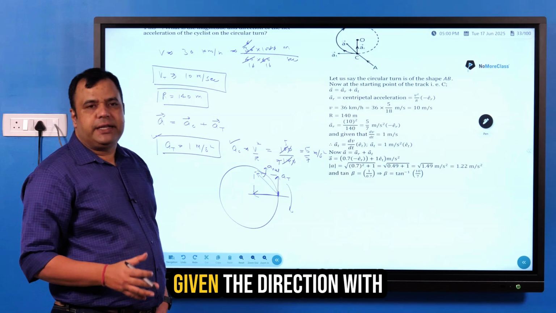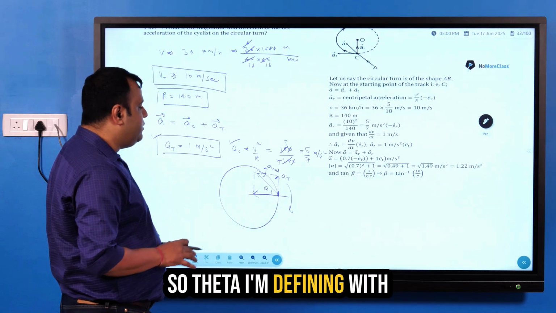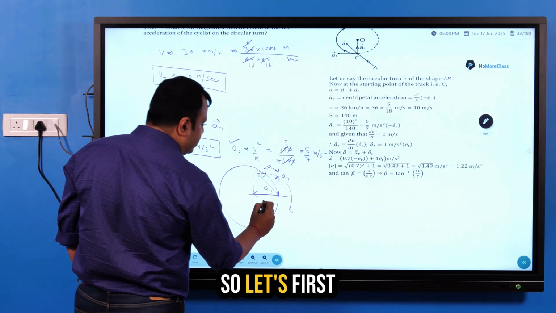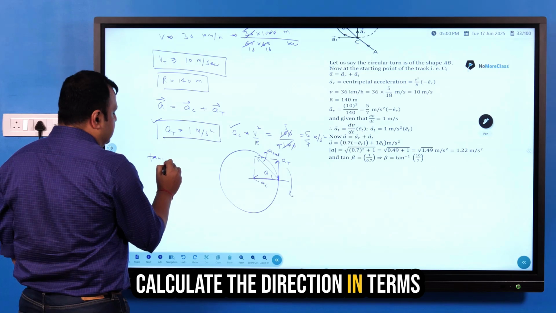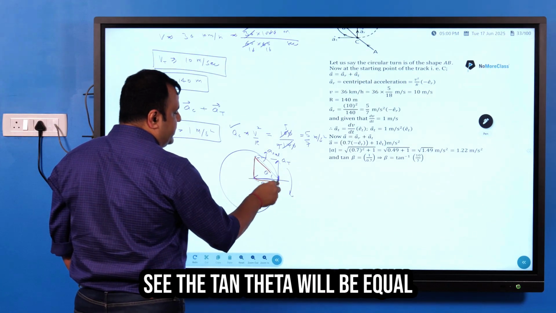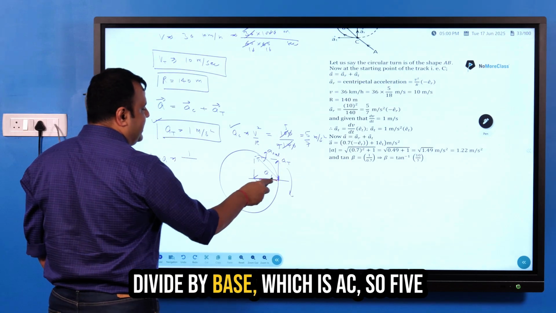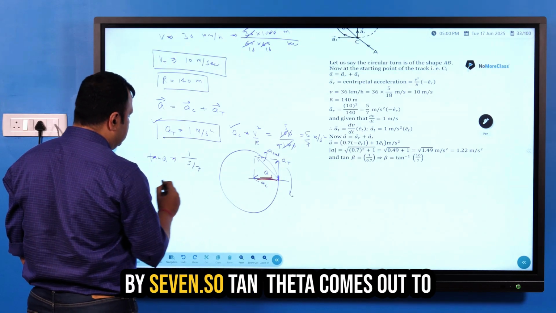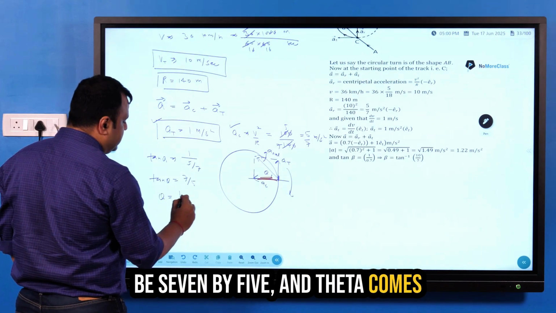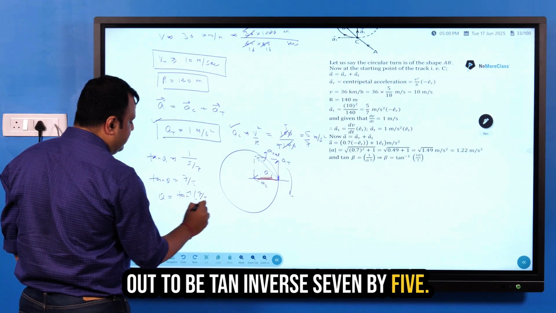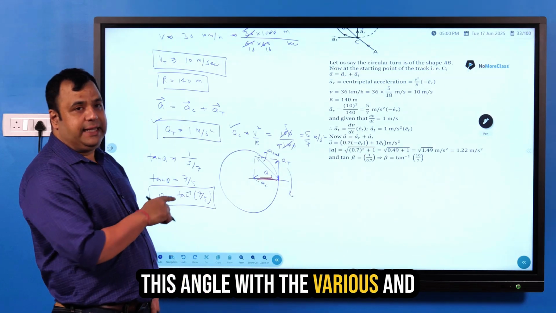By default, you should be giving the direction with respect to the normal. So this is the angle theta I'm defining, with respect to the normal radius. This is easy. So let's first calculate the direction in terms of theta. In this triangle, tan theta will be equal to perpendicular, which is AT, divided by base, which is AC. So 1 divided by 5 by 7, tan theta comes out to be 7 by 5, and theta is tan inverse 7 by 5. So that's the angle. The net acceleration will be making this angle with the radius.